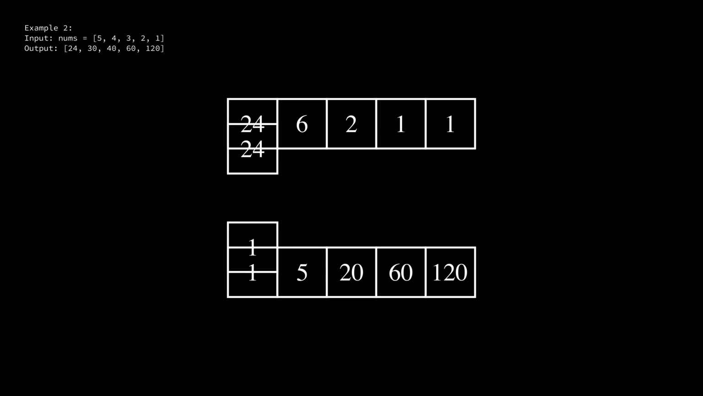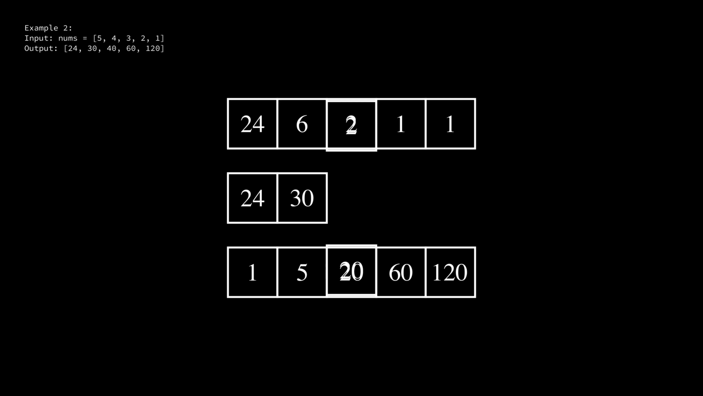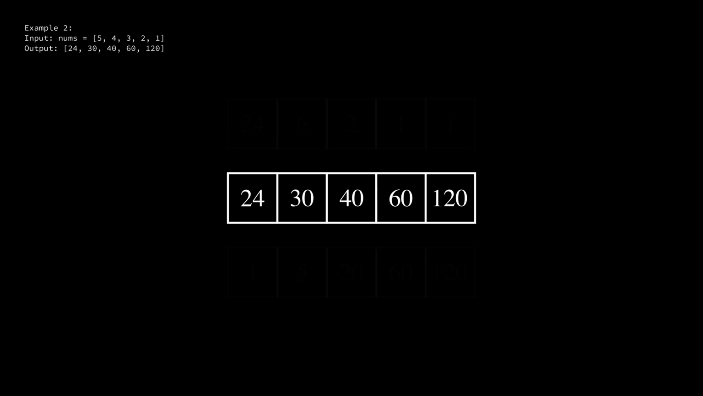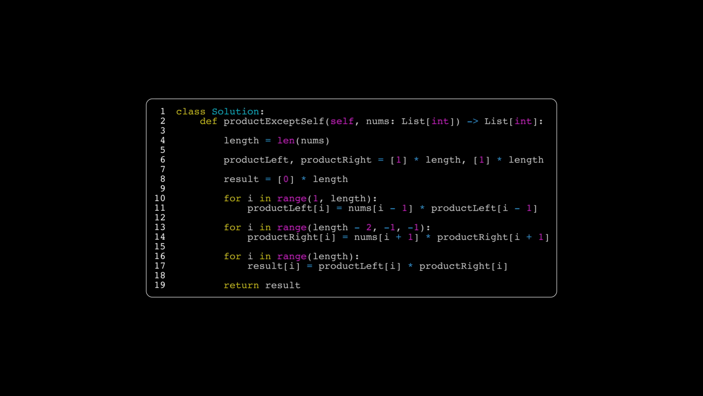The final step is to combine these two arrays to determine our answer array. For each index i in our answer array, the value is obtained by multiplying the ith element in the left-hand product array with the ith element in the right-hand product array. This clever technique allows us to calculate the desired product for each index without using division and with an optimal time complexity. Now that we understand the logic behind our optimized solution, let's dive into the actual Python implementation.